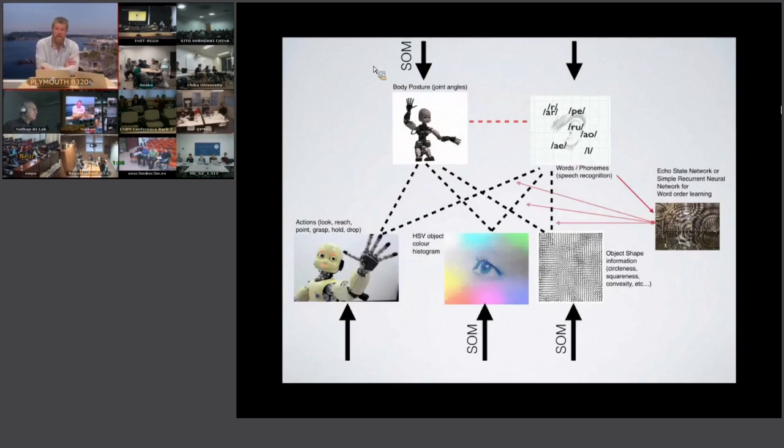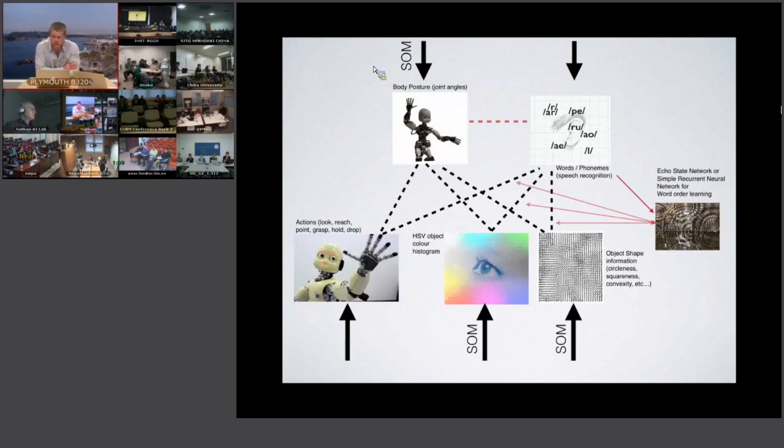So this is actually quite a simplistic model. And there's many reasons for that, but we'll stick with this model. So we have a bunch of self-organizing maps. And each of these self-organizing maps is going to get input from a different kind of modality. So we've got one on body posture. We've got one looking at the color of objects. We've got one looking at shape information from objects. We've got words and phonemes.